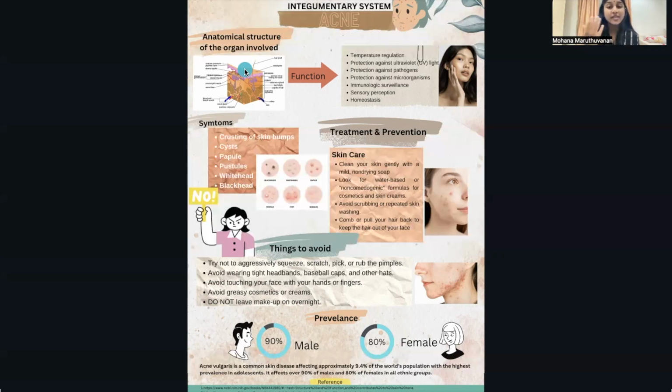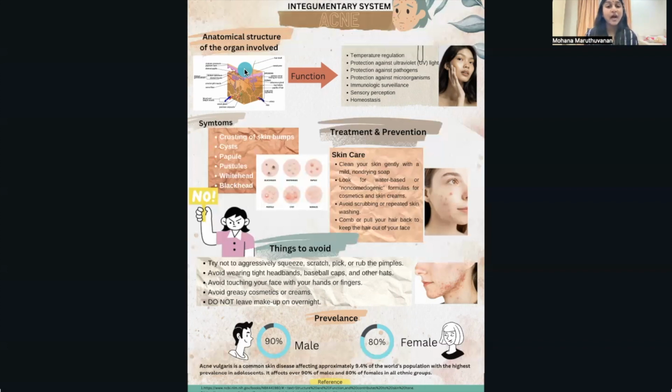As I mentioned just now, I'm presenting on the topic of acne. Acne commonly appears on the face and shoulders, and it may also occur on the trunk, arms, legs, buttocks, on the back of our body, and so on. Let's see what are the symptoms of acne.